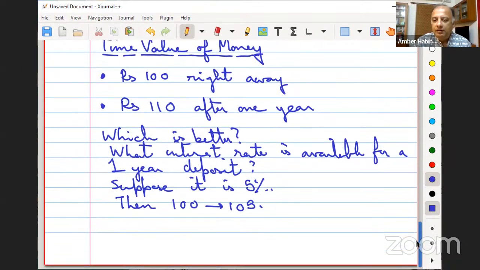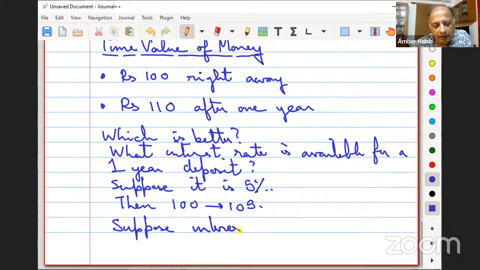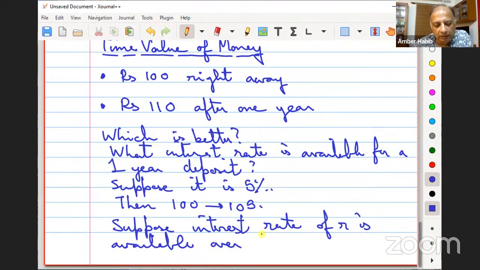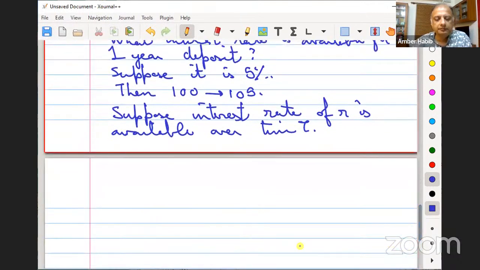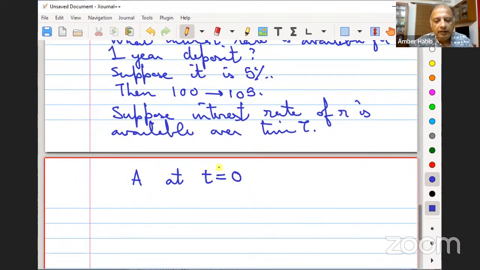So basically, we use interest rates to compare amounts of money that exist at different points of time. All right, so suppose an interest rate of R is available over some time t, starting from time 0. Okay. And you had an amount A at time equal to 0, right? Then how much would it grow? So it would grow by this fraction R, right? So you had your A and then you would get R times A, right? And so at the end, you would have 1 plus R times A.